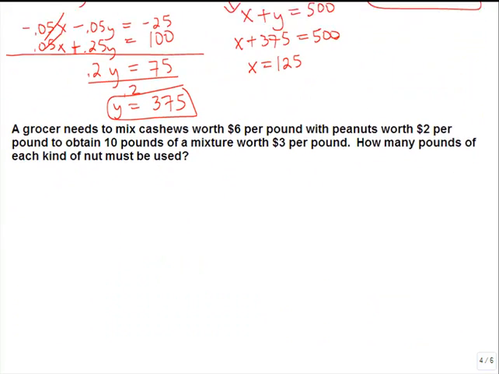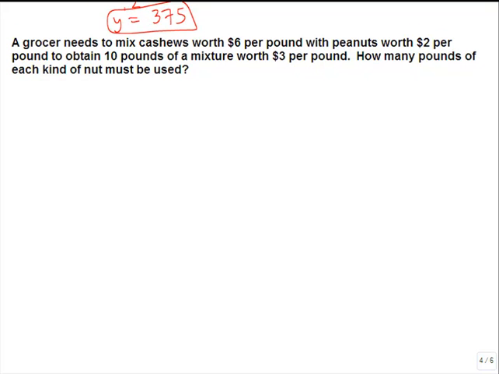Okay, so let's try that again with still a mixture problem, but a slightly different type of mixture problem. So here we have a grocer who needs to mix cashews worth $6 per pound with peanuts worth $2 per pound to obtain 10 pounds of a mixture worth $3 per pound. How many pounds of each kind of nut must be used? So instead of having percents or concentrations, here we have price per pound. So that's also kind of a rate.